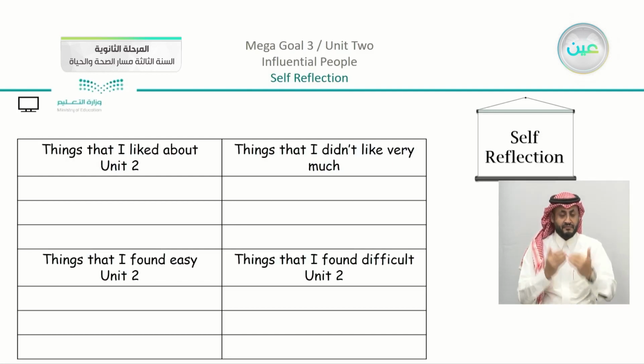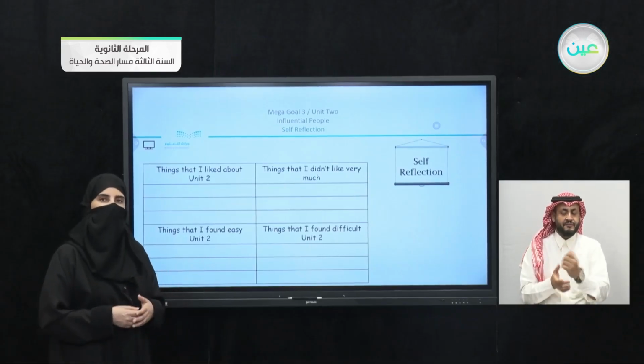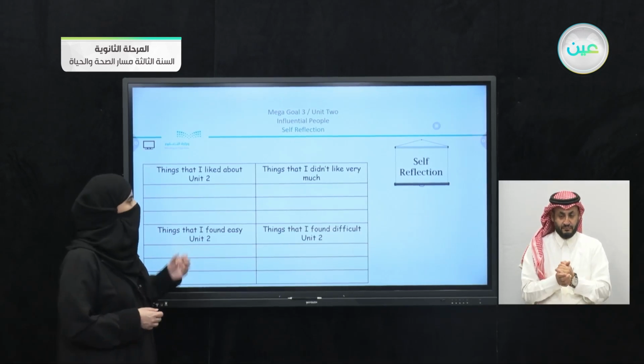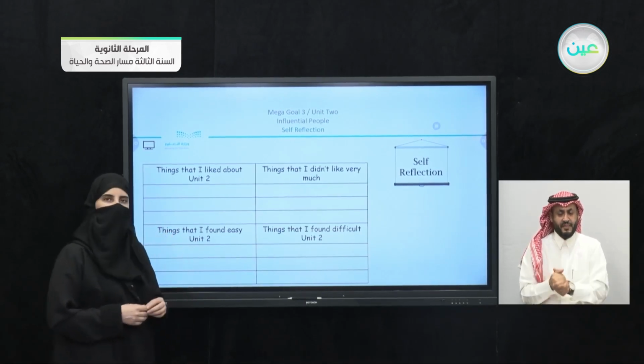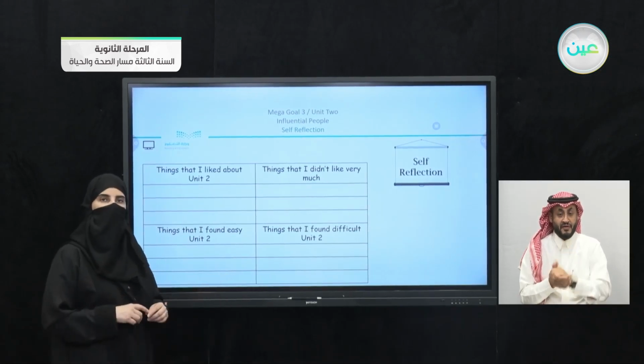After that, we have things that I found easy in Unit 2. So was it the grammar structure? Was it the vocabulary? Was it the real talk? What was easy, or what was the easiest actually for you to study? Then we have the last one, things that I found difficult in Unit 2. Now here, this is going to be the part that you are going to focus on.